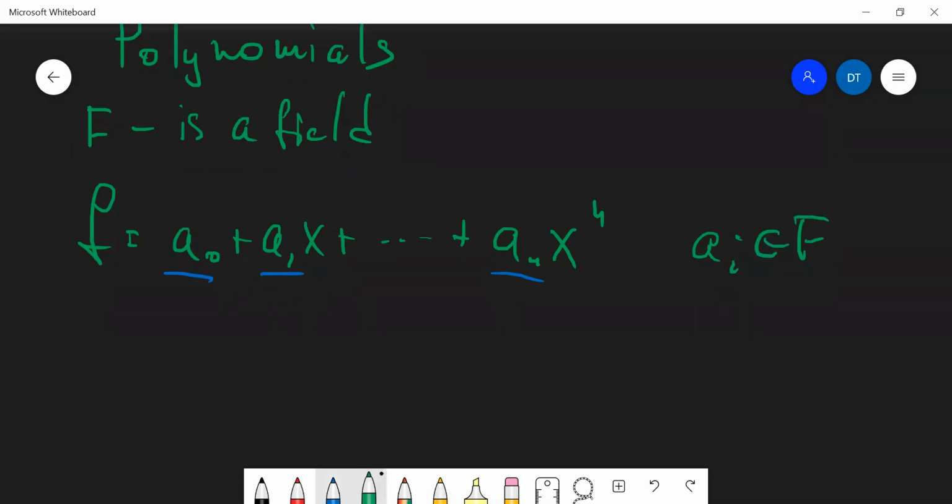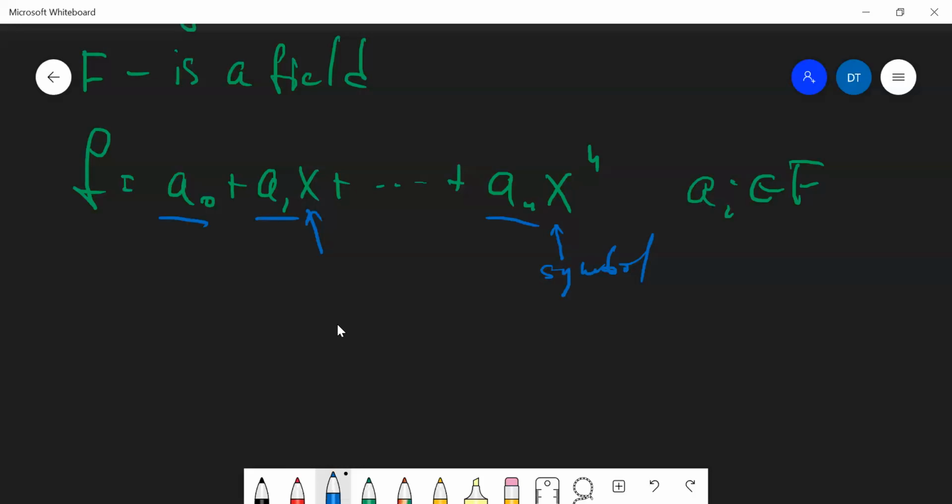And x is just a symbol. And all these operations are just formal pictures. This plus is just a part of the picture. This multiplication is just a part of the picture. So a polynomial is just a picture of this form. We are not supposed to multiply a1 by x in any way, shape, or form. It's just a formal notation. I will explain why we need this strange definition.